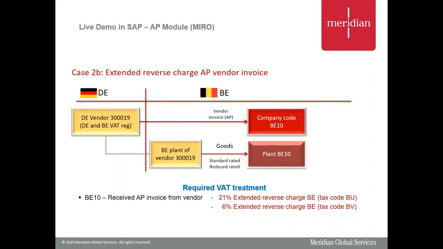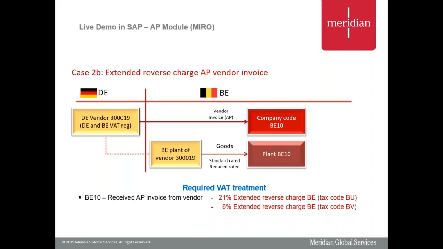treatment. So in this case, when we look at the requirement, we need to choose two different tax codes. Those are BU and BV. We've got 21% extended reverse charge for purchases in Belgium from a non-established supplier selling to an established purchaser, which is us in Belgium. When those rules are met, we need to be able to determine the extended reverse charge tax code. But again, we have two different rates because it's the same purchase order. We've already seen we've got Meridian Goods and Meridian Goods Low. So we need to automatically determine two tax codes.